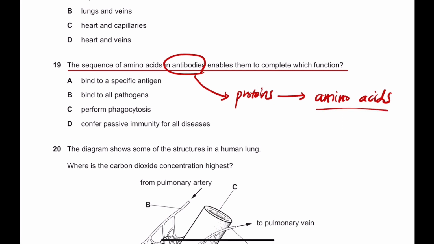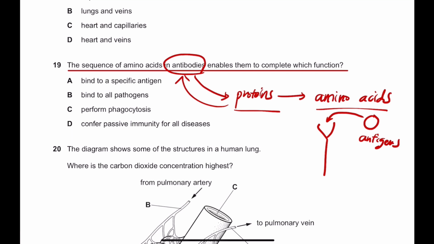And depending on the types of amino acids, the shape of the protein can change, and it also changes the antibodies. Okay. So, what does that mean? That means that the shape of the antibody will change, and the antigens that bind to the antibody can vary.